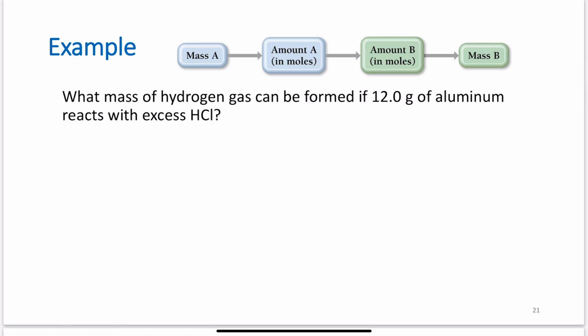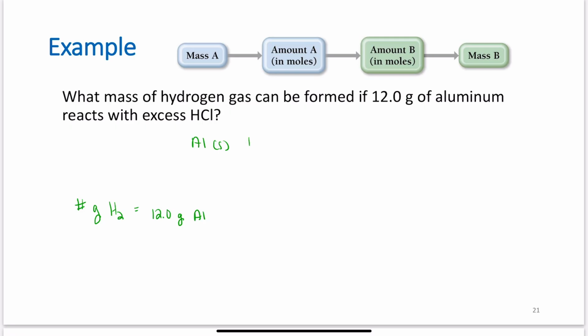What mass of hydrogen gas can be formed if 12 grams of aluminum reacts with excess HCl? Okay, what am I trying to find? I'm trying to find the mass of hydrogen. Mass means grams, unless otherwise stated. So number of grams of H2 gas, and I'm starting off with 12 grams of aluminum. Well, I need a balanced reaction because I don't know where to go with this. I don't have my stoich.